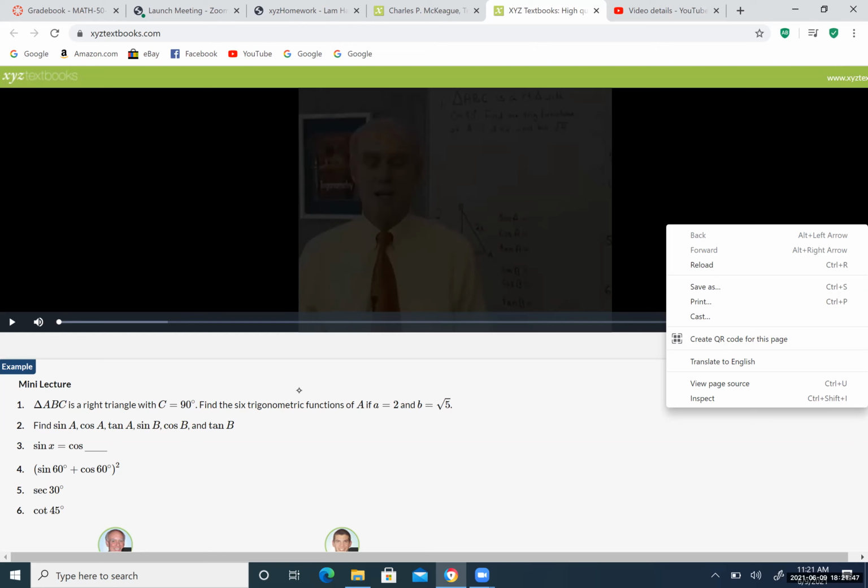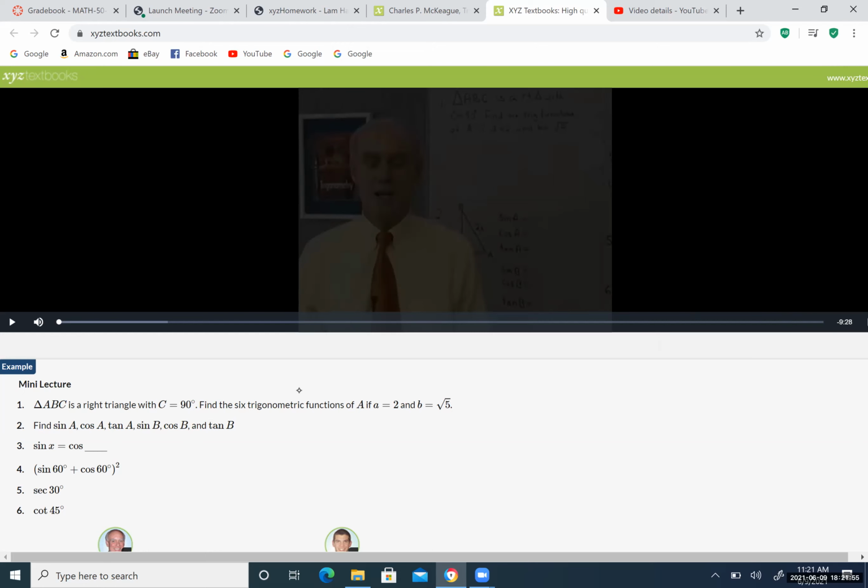But it looks like they changed letters. You see that? Sine A, cosine A, tangent A, and then you have to find sine B, cosine B, and tangent B. The angle matters, so be careful on that one. Then sine x equals cosine of something. It looks like we're learning about the cofunction, or complementary angles. And we have sine 60 plus cosine 60, everything squared. Let's see if they expand it or make it become trig, or whether you need to expand it using the algebra formula.